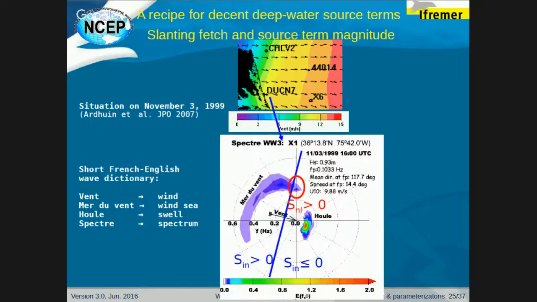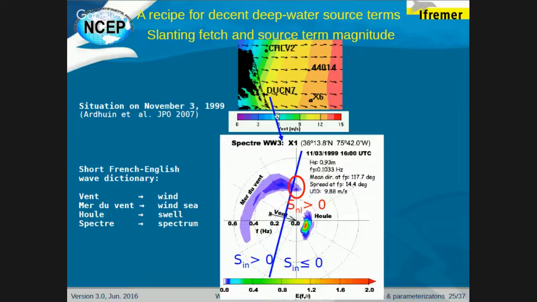Breaking, dissipation. Just a few words about slanting fetch. That's a case I was looking at during my PhD. This is off the US East Coast. This is Duck, North Carolina. This is Outer Banks, so the Chesapeake Bay is up here. And this is a wind field on November 9, 1999. The wind is blowing from the east, from the coast, but it's not perpendicular to the coast, so it has an angle. And the angle from the wind to the coast is about 20 to 30 degrees.